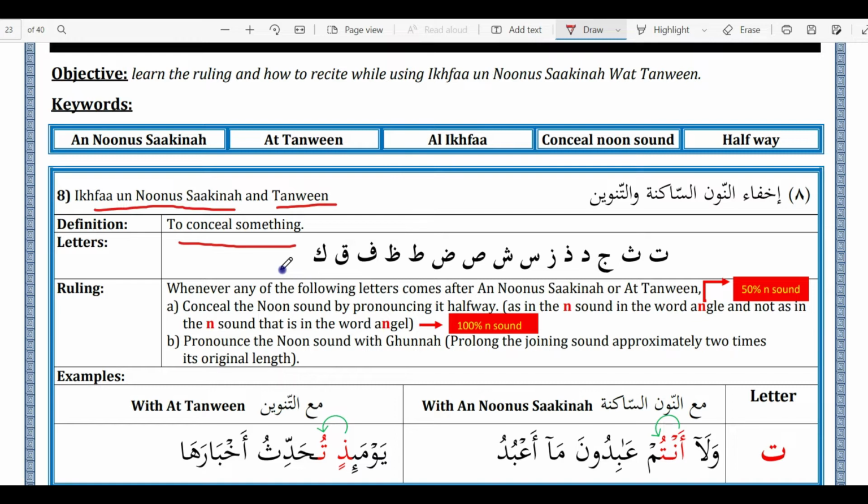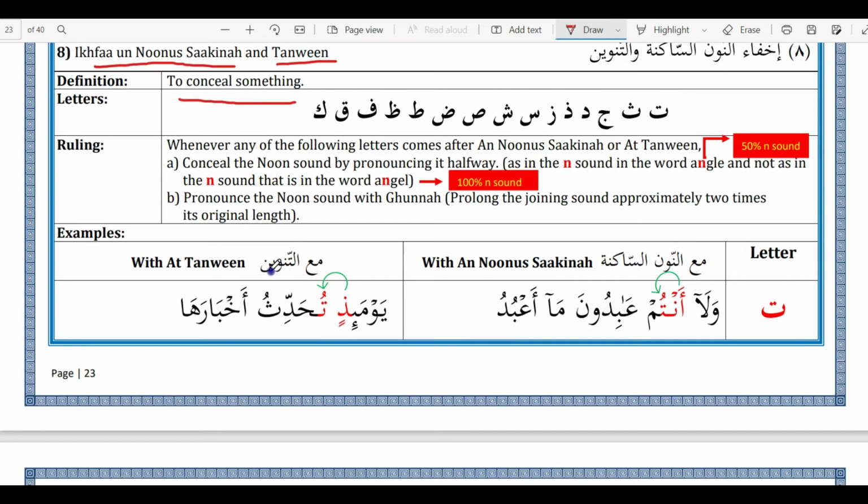Okay? Now, what is the ruling of Ikhfaa Noonus Saakinah and Tanween? We said that the meaning is to conceal something. So let's see what the ruling is. Whenever any of the following letters comes after a Noonus Saakinah or a Tanween, we have to do 2 things. Number 1, we have to conceal the noon sound. Okay? We conceal the noon sound.